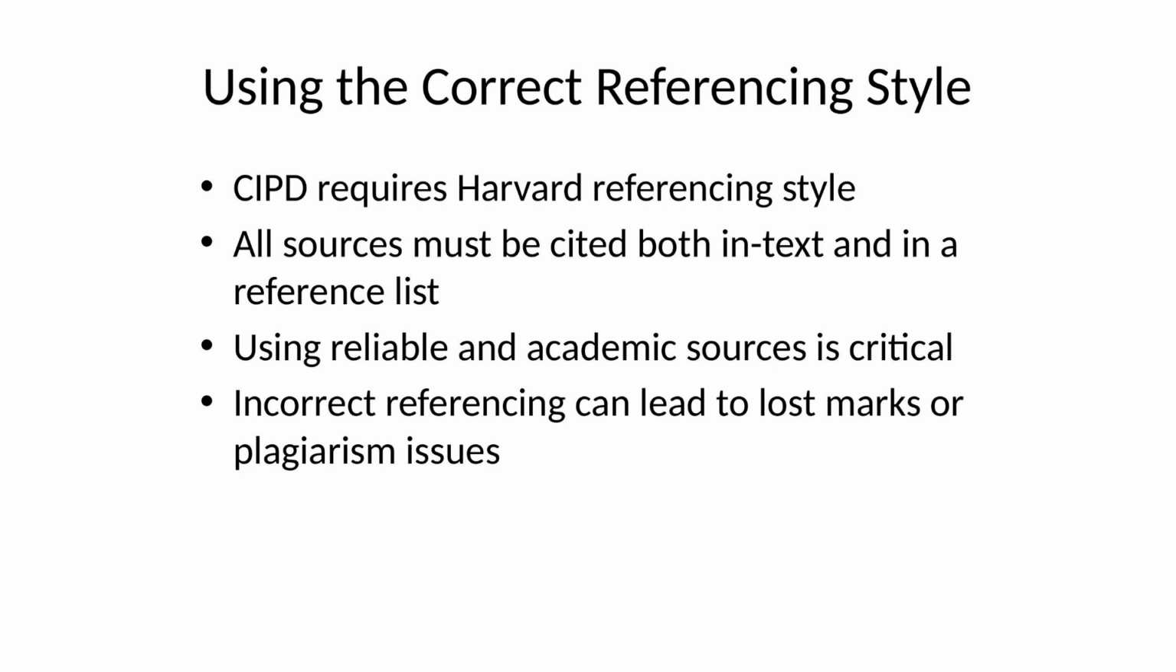Using academic books, CIPD resources, and reputable journals is essential for credibility. Not only does accurate referencing support your arguments, but it also shows academic integrity. Incorrect or missing references can lead to penalties or even accusations of plagiarism. Always double-check your citations and format according to Harvard rules. Many universities and CIPD resources provide guides. Use them to avoid mistakes and secure better marks.